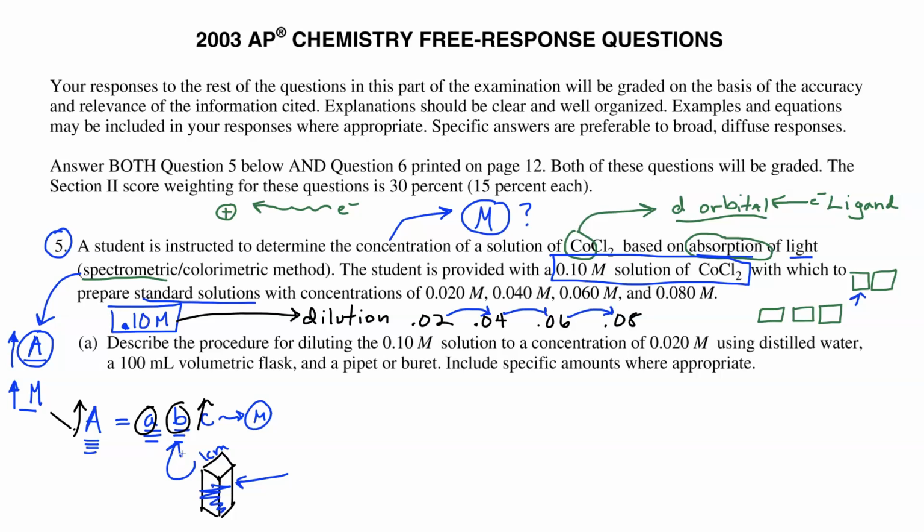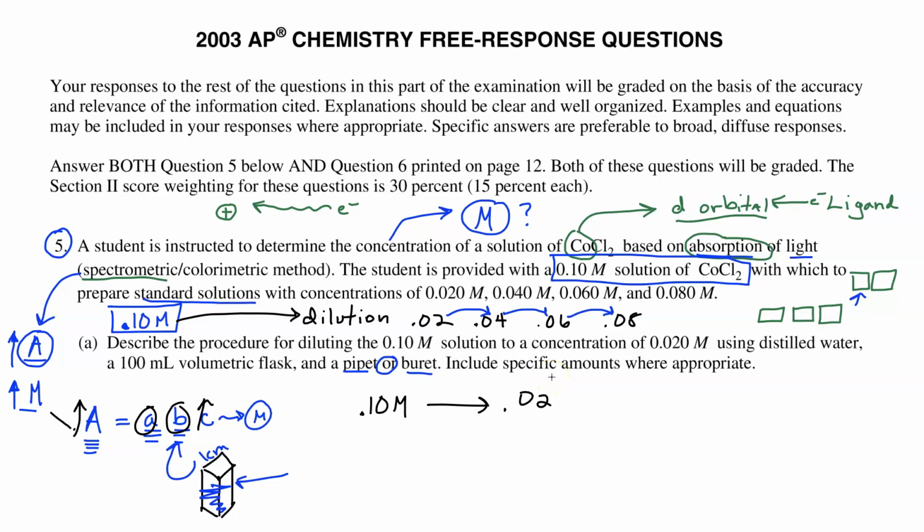So let's get to the first question. Describe the procedure for diluting a 0.1 molar solution to a concentration of 0.02 using distilled water and a 100 milliliter volumetric flask and a pipette, notice, or burette. So they want you to use one or the other. Include specific amounts where appropriate. So we're going to take a more concentrated solution, which is 0.10 molar, and we're going to dilute it to 0.02 molar. And they want you to describe that procedure.